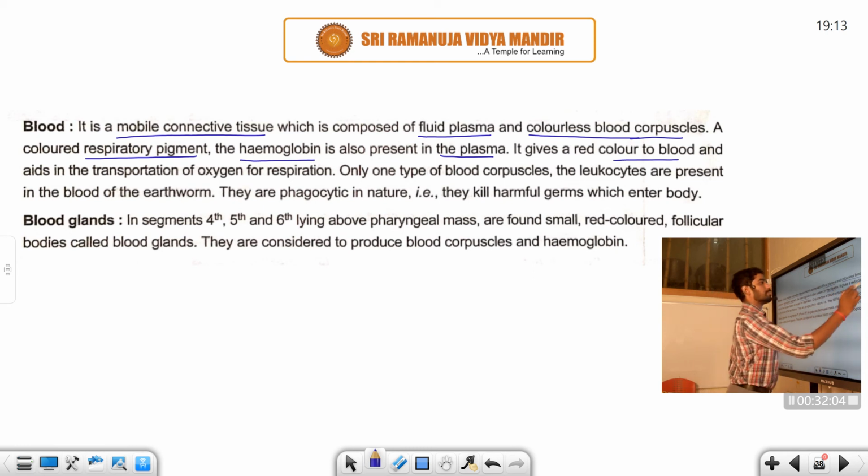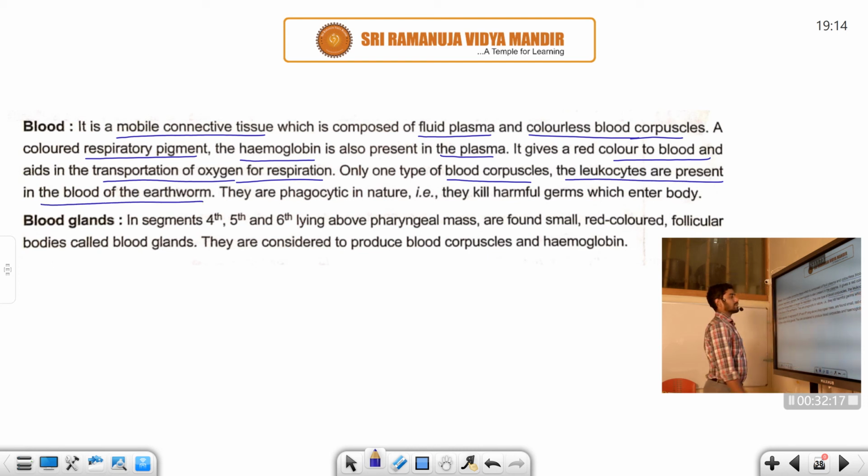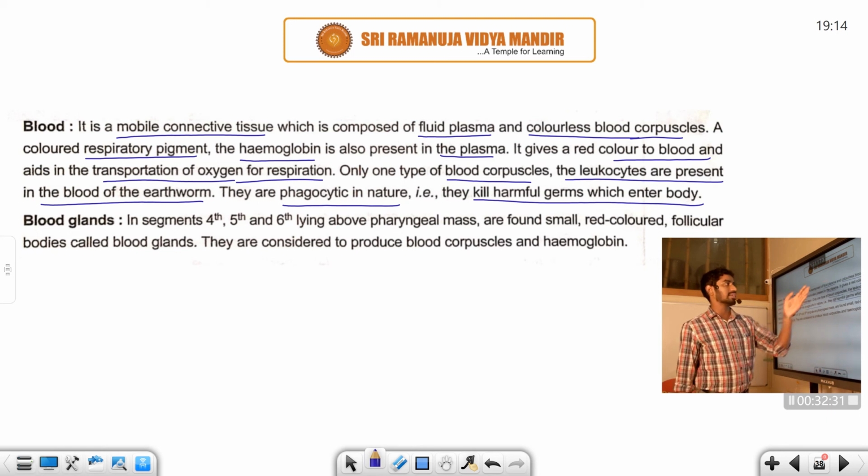The red color is due to the blood, and it is responsible for the transportation of oxygen for respiration. Only one type of blood corpuscle is present in the blood of the earthworm, that is leukocytes. They are phagocytic in nature, they kill the harmful germs which enter. So students, this part resembles our human beings, right? Mobile connective tissue, composed of fluid plasma and colorless blood corpuscles, WBC.